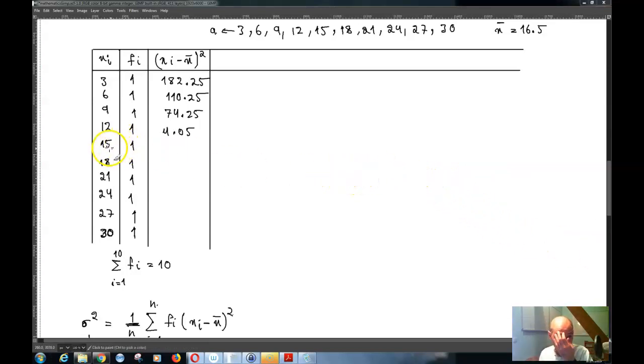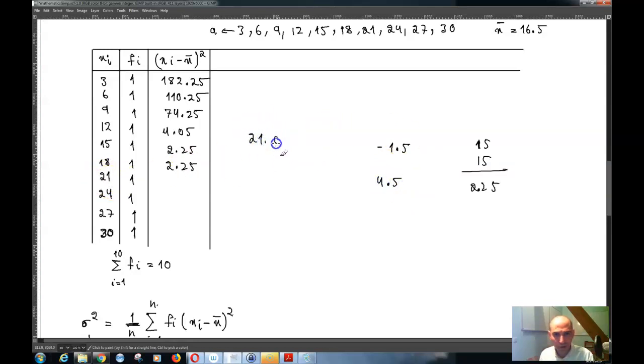So now I have 15 minus 16.5, which is negative 1.5, and you can take that as 1.5 times 1.5. 15 squared is equal to 225, 2 decimal places, that's 2.25. 18 minus 16.5 is equal to 1.5. Again, you will get 2.25. 21 minus 16.5 is equal to 4.5.